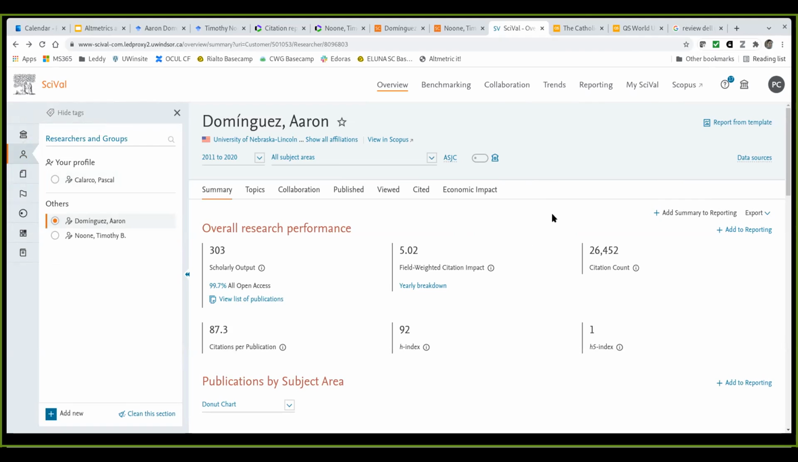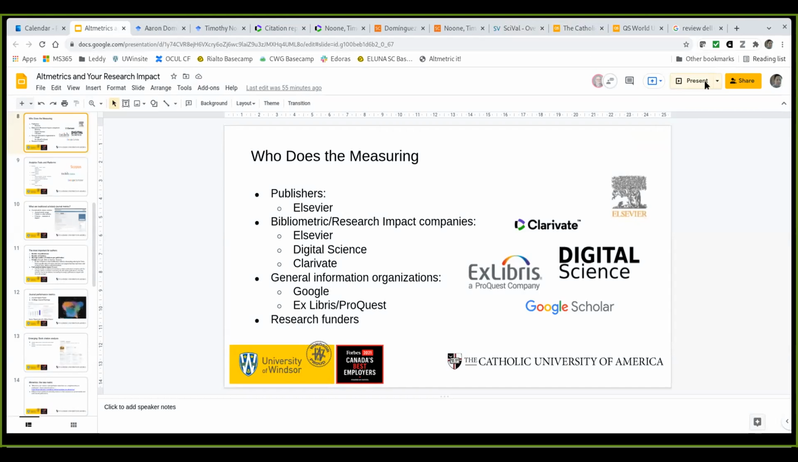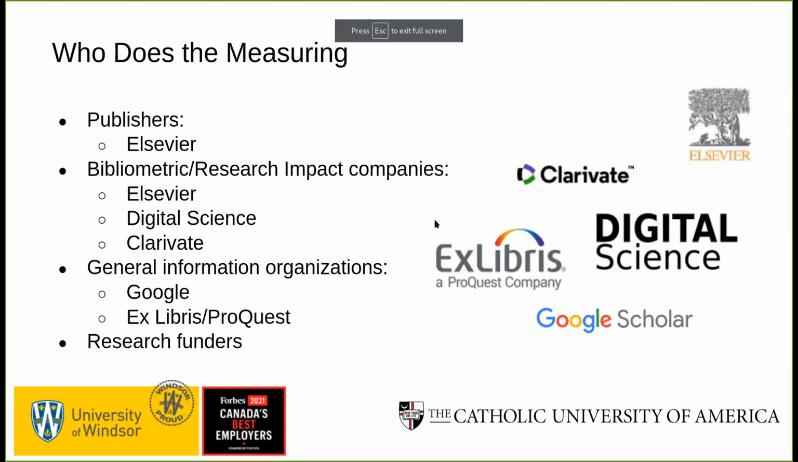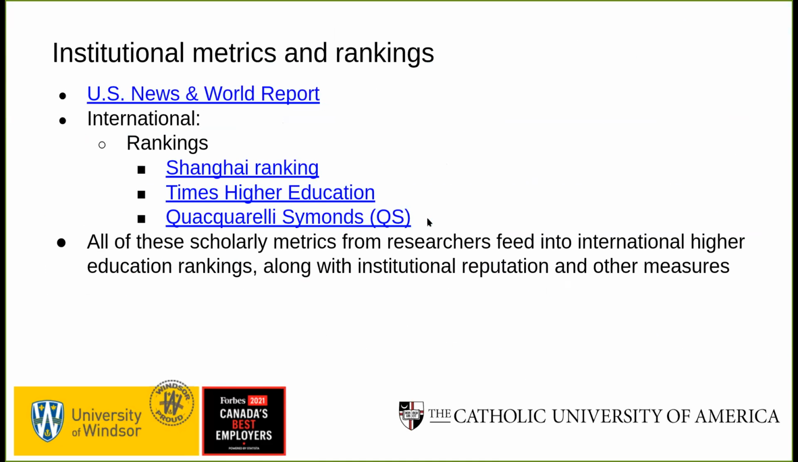So I'm going to move through this more quickly. Scival has a lot of usefulness, particularly for administrators and folks who are in the VP of Research office. All of this rolls up into, and I'm just going to pop back over to the presentation here, into ranking systems, right?